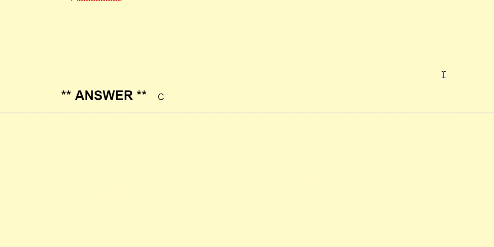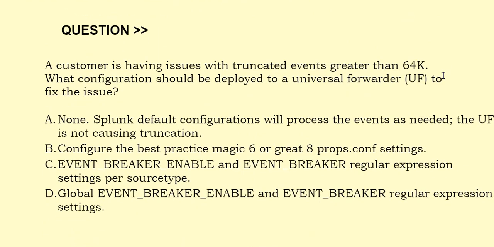The correct answer is option C. A customer is having issues with truncated events greater than 64 key. What configuration should be deployed to the Universal Forwarder (UF) to fix the issue? Option A, none. Splunk default configuration will process the events as needed. The UF is not causing truncation.